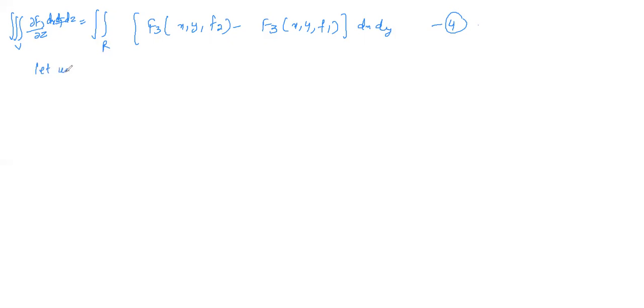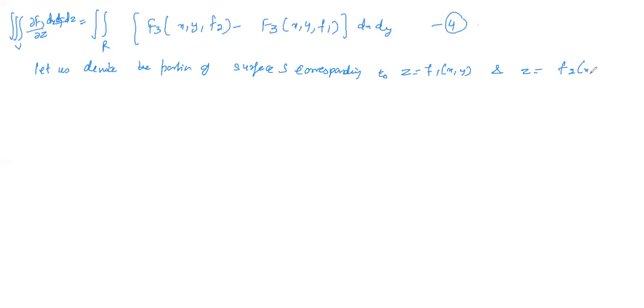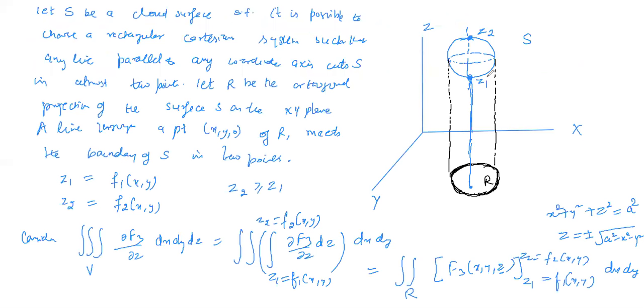Now next, let us denote the portion of surface S corresponding to z equals f1(x,y) and z equals f2(x,y) by S1 and S2 respectively. तो इस डायग्राम में जो z1 का हमारे पास यहाँ पे वैल्यू आई है, दैट इज z इज इक्वल्स टू फंक्शन ऑफ x, y, इसको हम यहाँ पे रिप्रेजेंट कर रहे हैं S1 के साथ और इसको हम रिप्रेजेंट कर रहे हैं S2 के साथ.